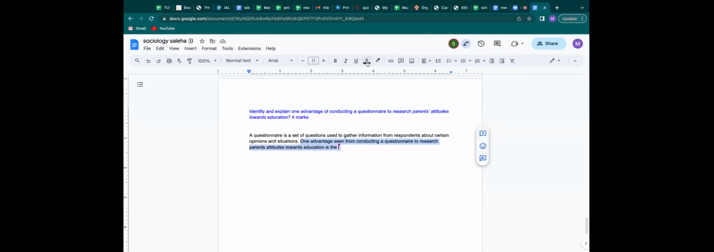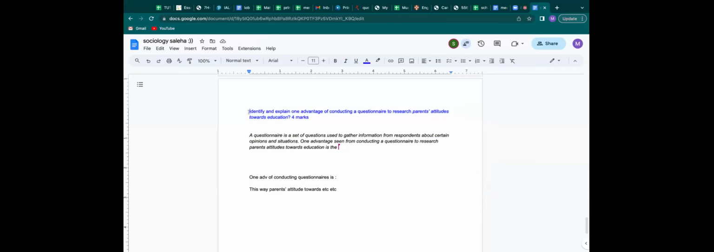So you just go ahead and write, one advantage of conducting questionnaires is, with the advantage, this way parents' attitude towards and so on. So this is going to be your example part, this is going to be your advantage part. And you don't need to describe a questionnaire. Not even a background sentence, because this is just a core marker.